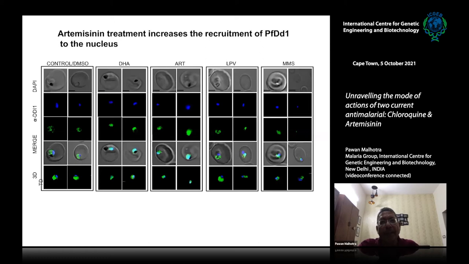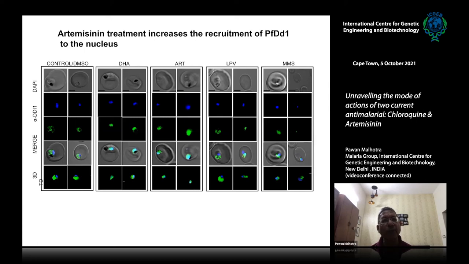Now, as I mentioned earlier, we wanted to link whether DD1 has any link with this kind of activity. We have shown that PFDD1 is localized mainly in the cytoplasm as well as the nucleus, and hardly any DD1 is present in the nucleus. But when we treated this parasite and stained with PFDD1 antibody, if you see the panel, with DHA treatment, artemisinin treatment, and LPV treatment, there is a shift of the total PFDD1 recruitment towards the nucleus. Now you can see hardly any DD1 in the cytoplasm, clearly indicating that the parasite is using DD1 to bring out DNA damage repair, which is a function of DD1.